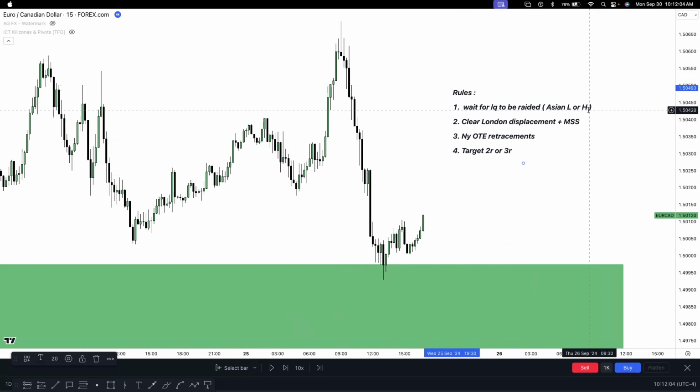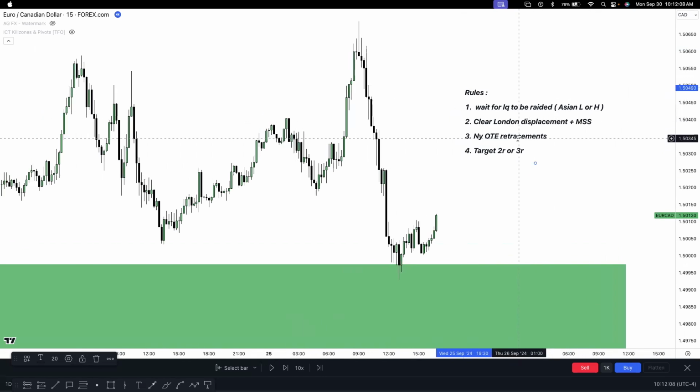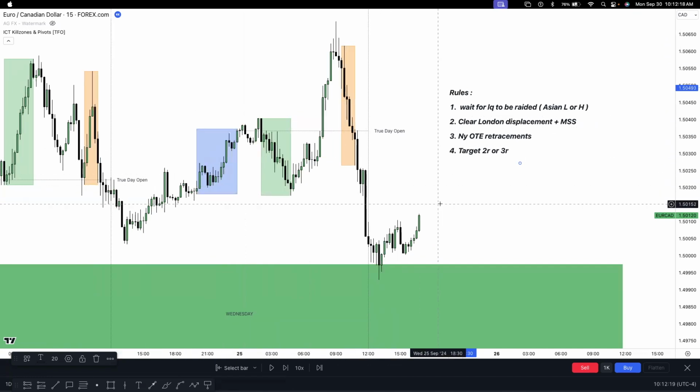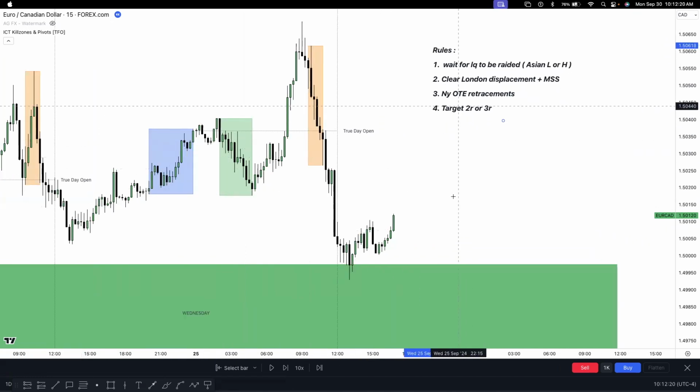In this example right here, we're looking for a long position. So we need to see Asian low grab. So we're going to wait for that to happen. Right here, guys, I do use the session indicator tool just to mark out Asian session, London session, and New York session. Nothing special.